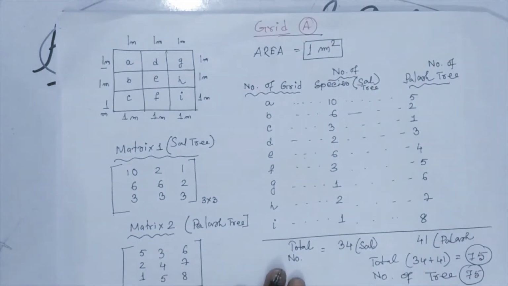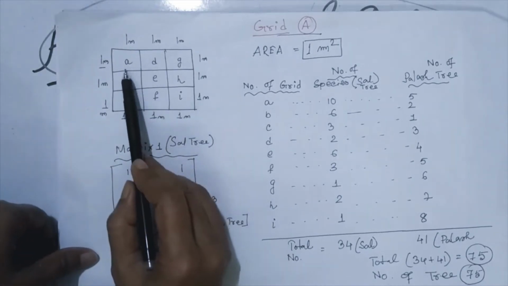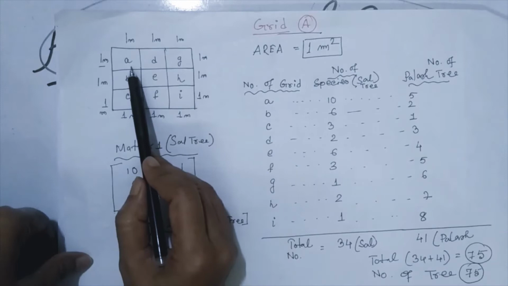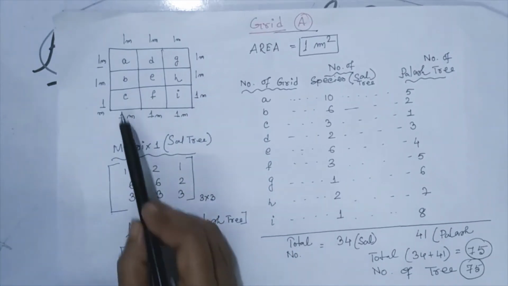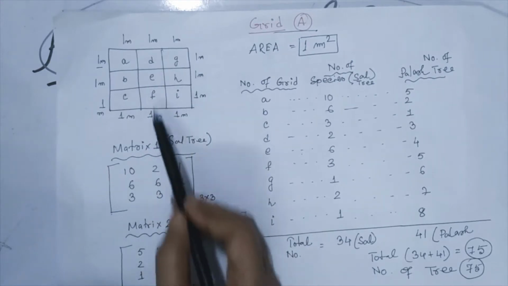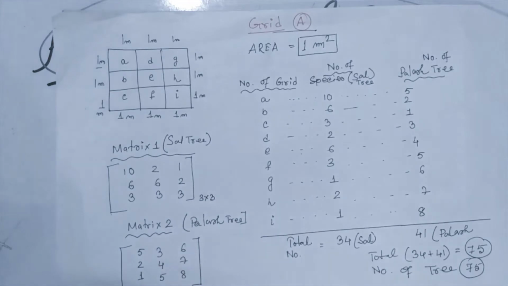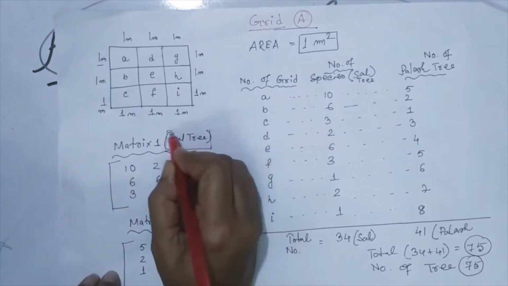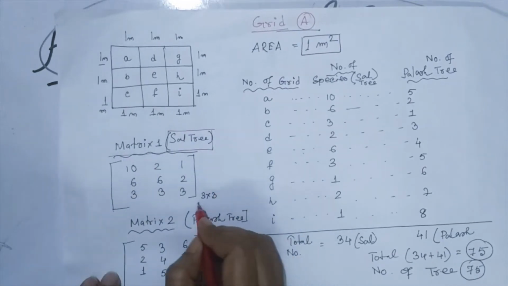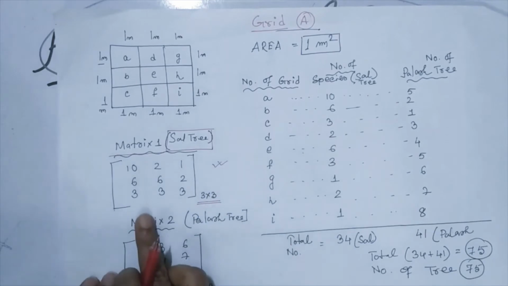They collected the information about the number of plant species. Suppose for grid A, for small a, the number of sal trees is 10, then for b it is 6, c is 3, d is 2, e is 6, f is 3, and so on. On the basis of that, they prepared a matrix, the sal matrix, matrix number 1, 3 rows with 3 columns. We get information about the sal tree, species number 1.